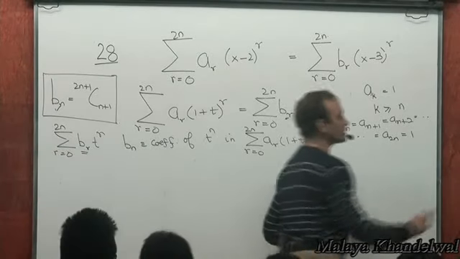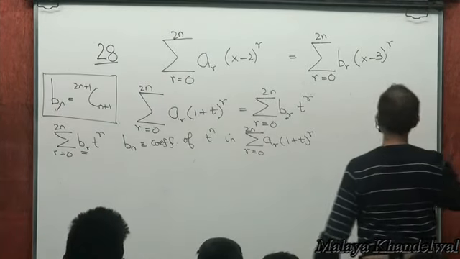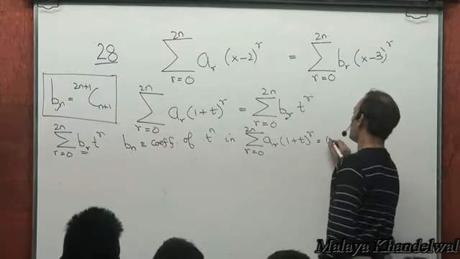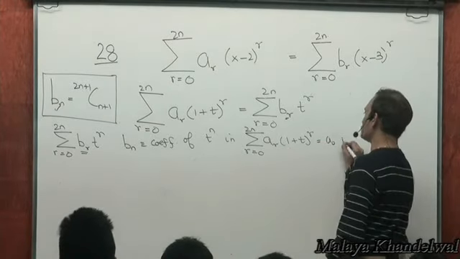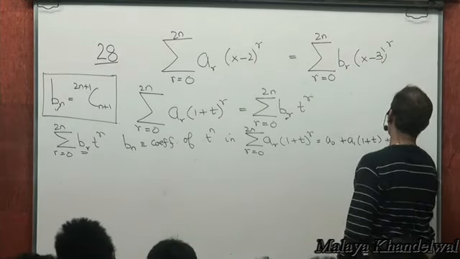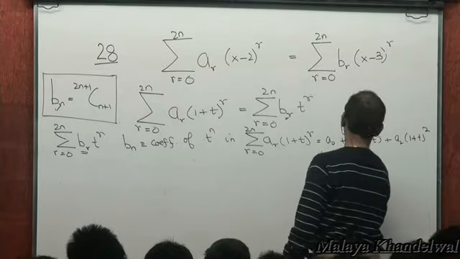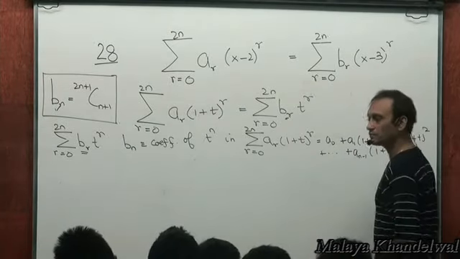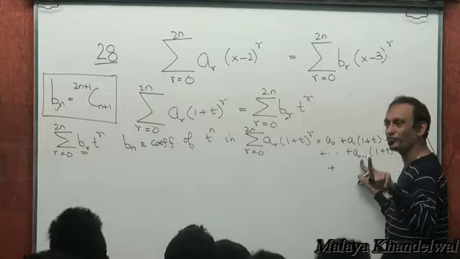That's an equivalent problem to take care of. Now, think of it. a_0 (1 plus t) to the power 0. Put r equal to 0. Put r equal to 1: a_1 into (1 plus t). Put r equal to 2: a_2 into (1 plus t) whole squared. Up to a_(n minus 1) (1 plus t) to the power n minus 1. And then the a_i's after this will all be 1. Do you realize that? a_n would be 1.